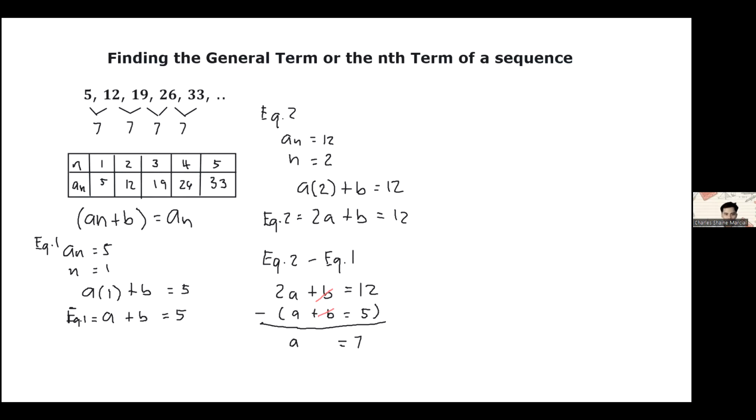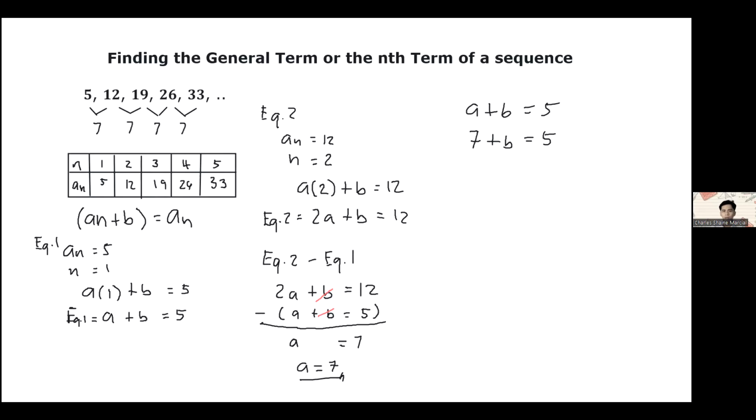Now, ngayong meron na tayong value ng a, which is 7, kukunin naman natin yung value ng b. We will get the value of b using equation 1: a plus b is equal to 5. Since meron na tayong value ng a, substitute na natin dito sa a. Then bring down b since b yung hinahanap natin, and bring down 5.